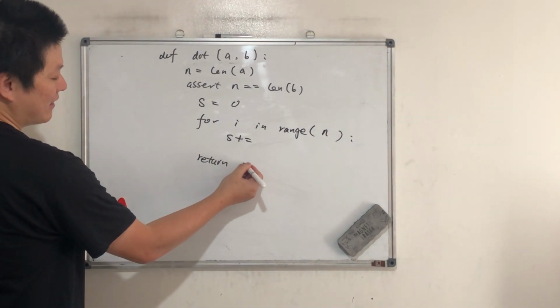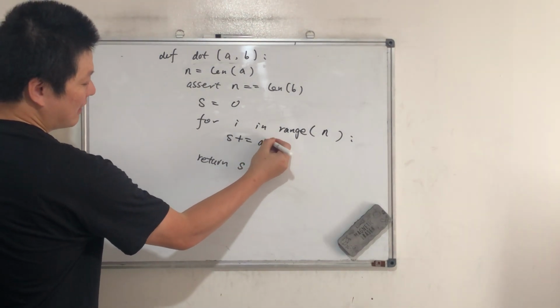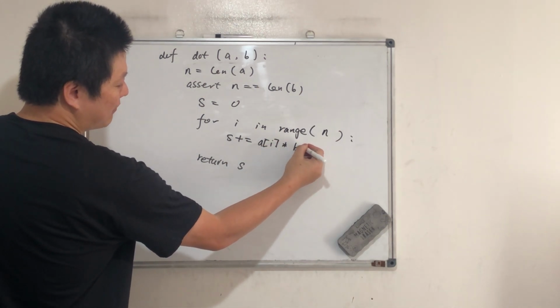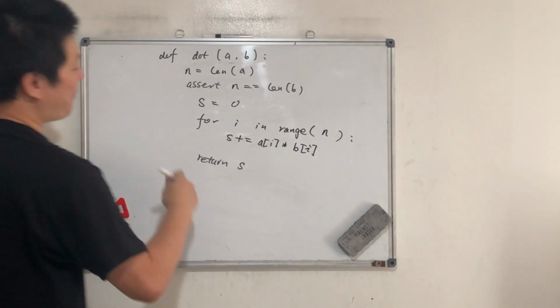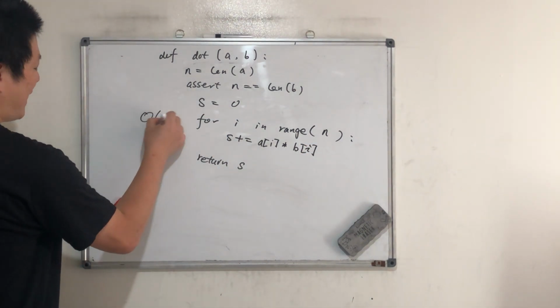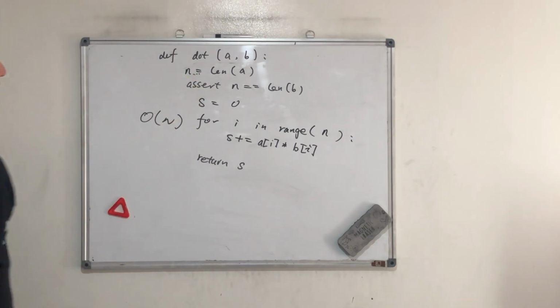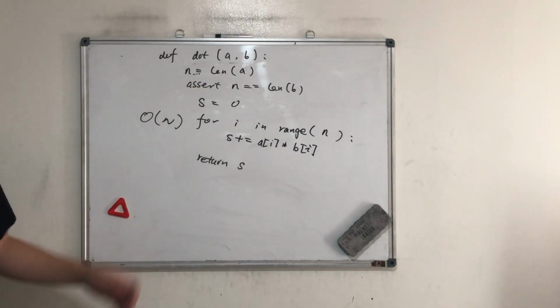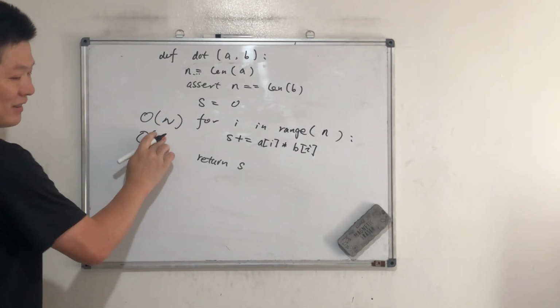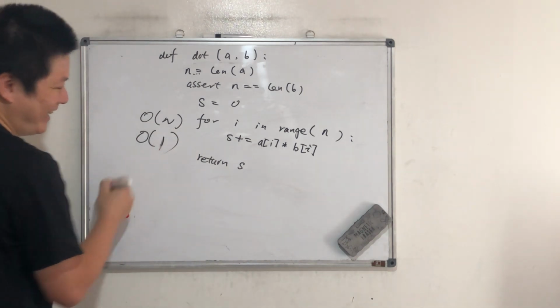I think it's s plus equals A[i] times B[i]. Okay, so let's basically adopt that. What's the time complexity? What's n? No, the number is three in the tree. What's the space complexity? Oh, 1. Yeah, just wrote it.